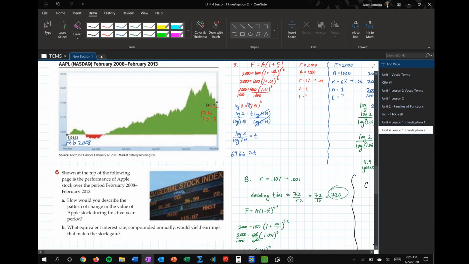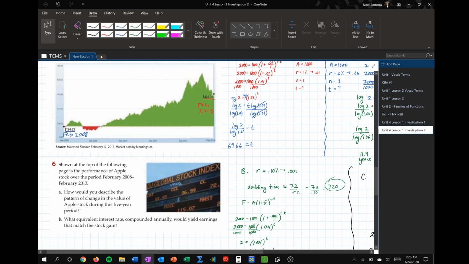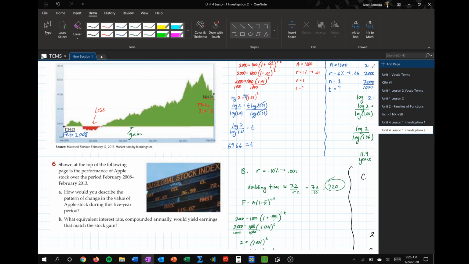And then it asks, how would you describe the pattern of change in the value of Apple stock during the 5-year period? Okay, well, within maybe the first year, there's some growth. And then, so the first half of the first year, there's some growth. And then there's some loss, right? Everything that's in red typically can be read as a loss, versus green is a gain, right? So you can see that in the current economic situation, you see a lot of red. If you ever look at any stocks, there's a lot of red, and that just indicates that there's been loss in value.